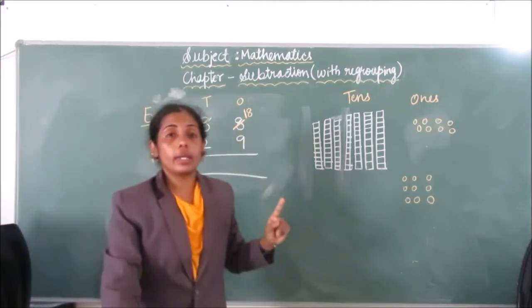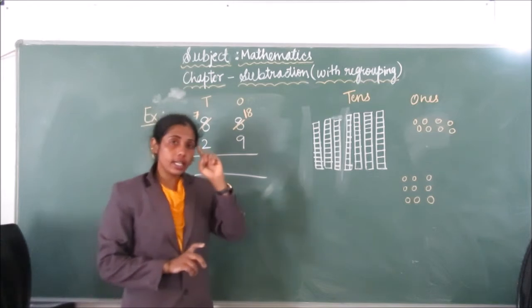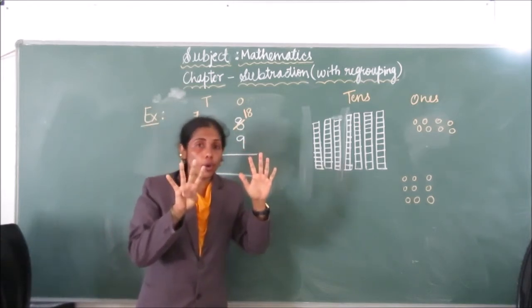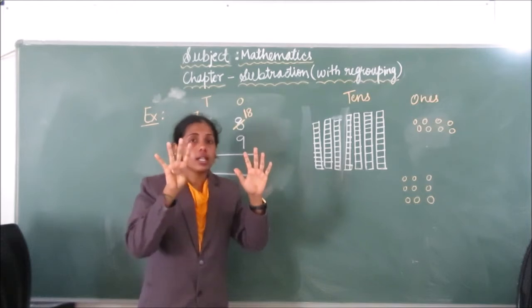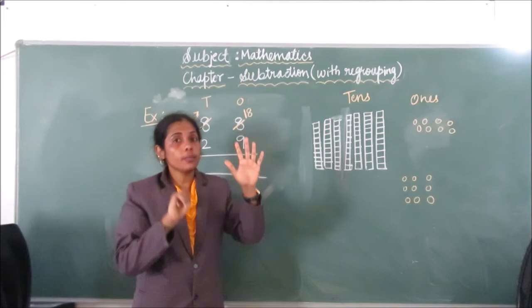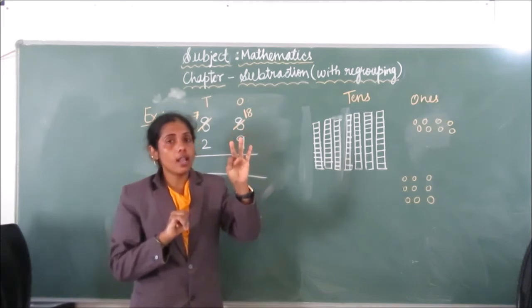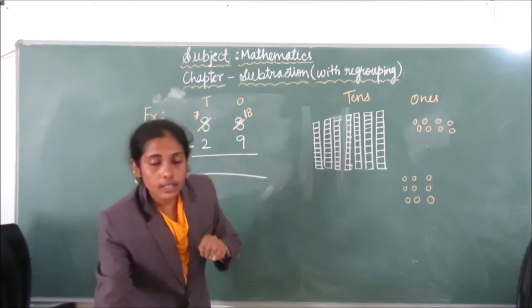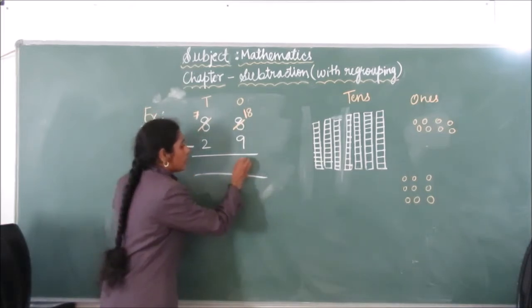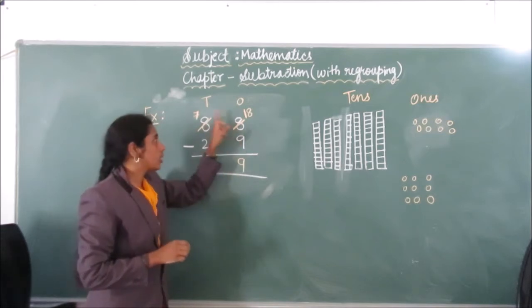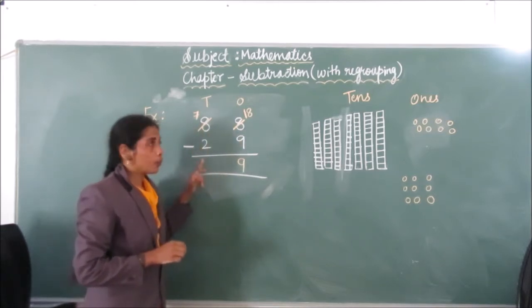So the bigger number, keep it in the mind. 18 in your mind, 9 on the fingers. 18, before that 17, 16, 15, 14, 13, 12, 11, 10, 9. Answer, the difference is 9. What is the answer in the place of ones? 9. Come to the tens place right now.